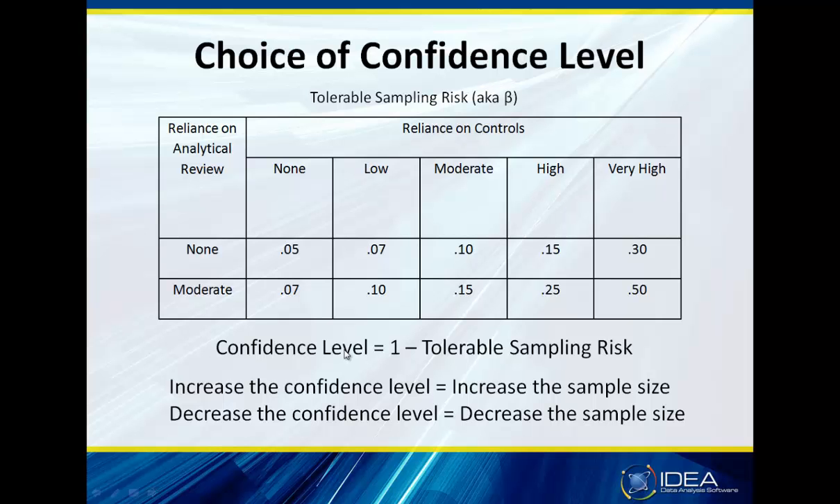Now, you can't rely as much on the sample, but you have lots of controls that you can rely on, so that's okay. On the other hand, if the controls are not reliable and an analytical review is not reliable, then you may want to set a sampling risk of 5%, which would lead to a confidence level of 95%. When you increase the confidence level, the sample size increases, and vice versa.